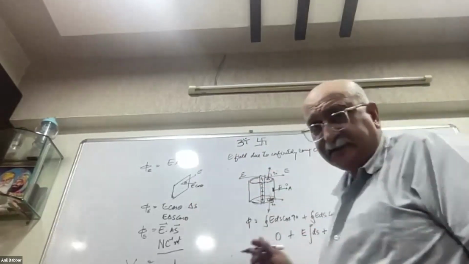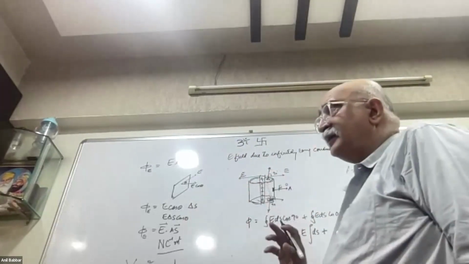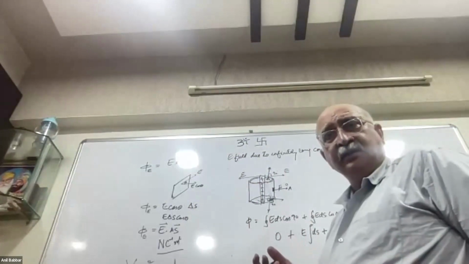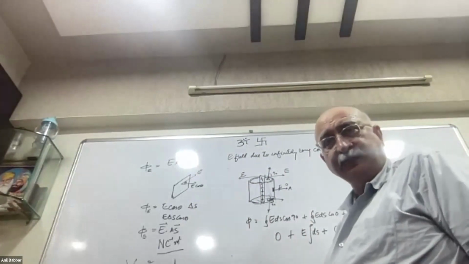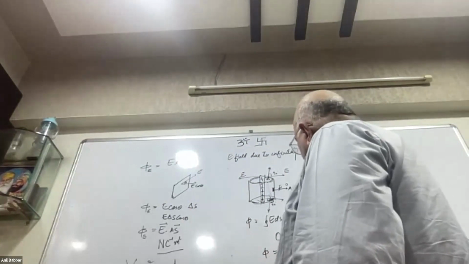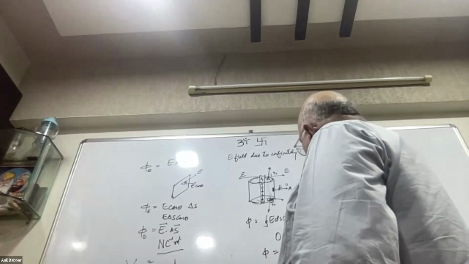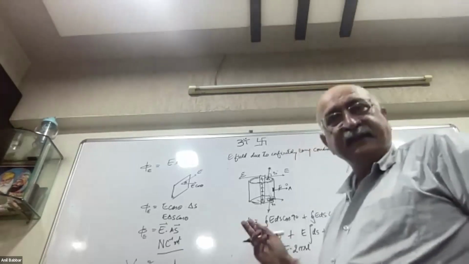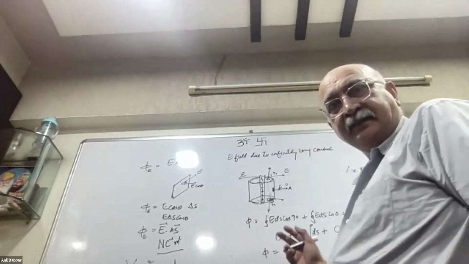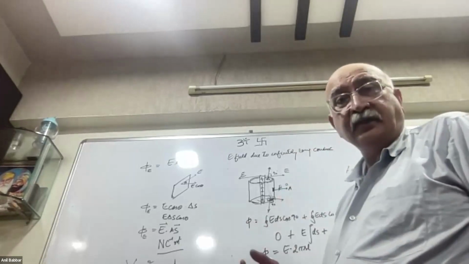E dS. So what is dS now? dS is the total curved area, the total length, which is the circumference of this. So that means 2 pi r. Right? So this flux is equal to E into 2 pi r L, where L is the length of this. Right? Now, what is the flux according to the Gauss theorem?